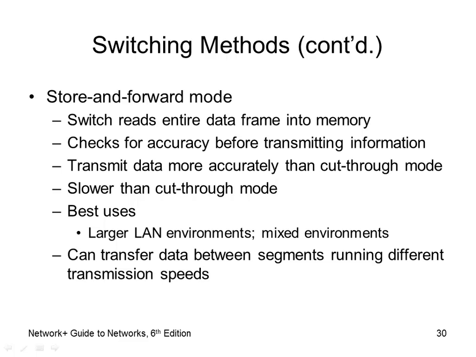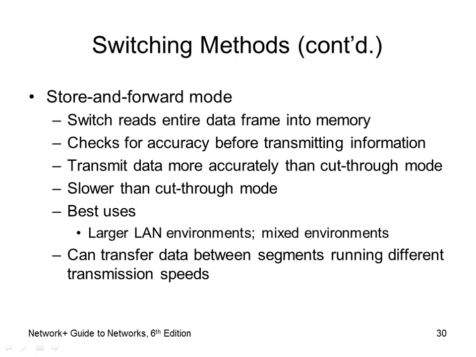Store and forward reads the entire packet and puts it in memory, and it also checks the packet for accuracy. What store and forward does is read an entire packet off the network and check the CRC field in the packet to make sure it's right before it sends it on. Y'all remember we talked about a CRC field and how that's a little mathematical formula that a computer runs to determine if data has been sent right. Well, a switch actually checks that before it sends it on. It's slower than cut-through, though. But it's good for larger environments and mixed environments.